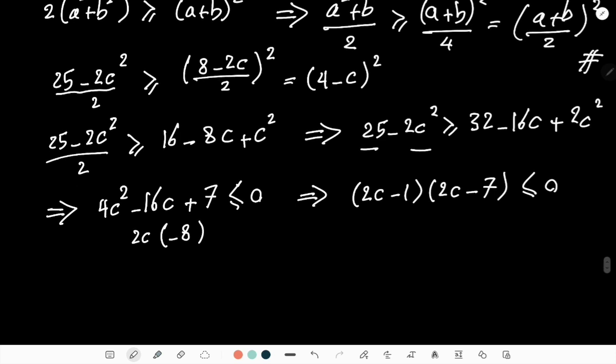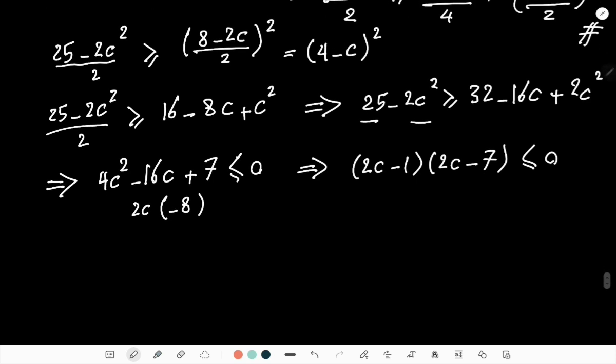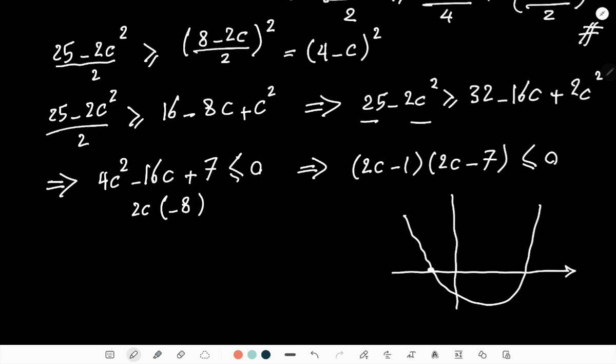So this is an equation of order 2 with a positive coefficient for c squared. So we know from the graph of such equations that it's a parabola, and the direction of the parabola is upward, and it's always something like this, especially if we have two roots. And if the parabola's shape is like that, then the interval in which the function is negative is always between the two roots, root 1 and root 2.